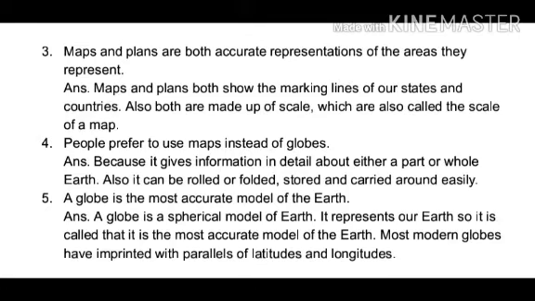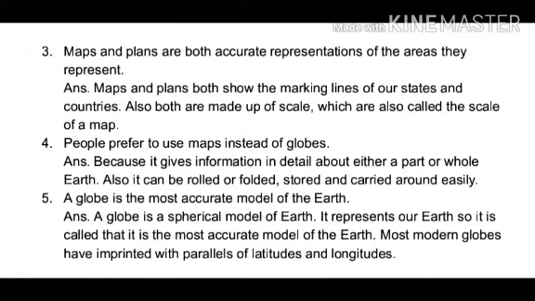4. People prefer to use maps instead of globes. Answer: because it gives information in detail about either a part or the whole Earth. Also, it can be rolled or folded, stored and carried around easily.